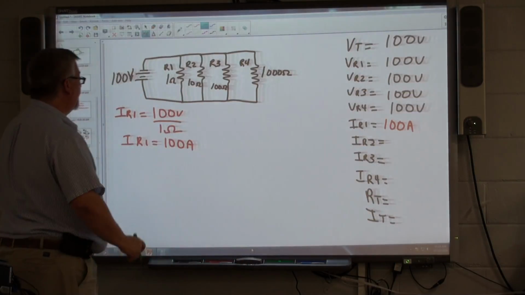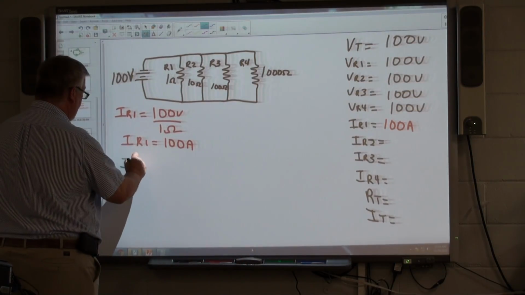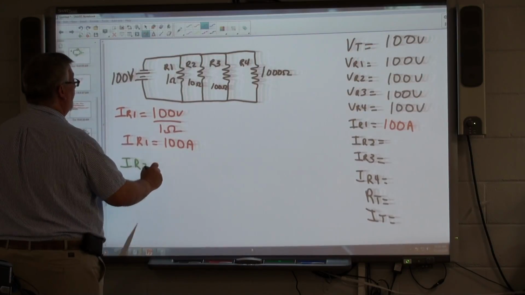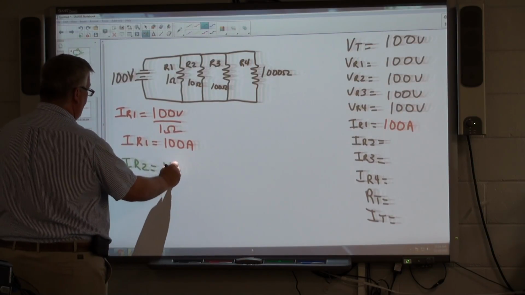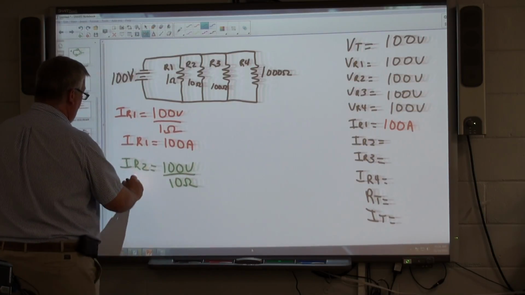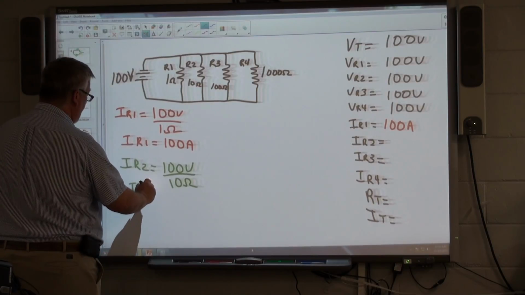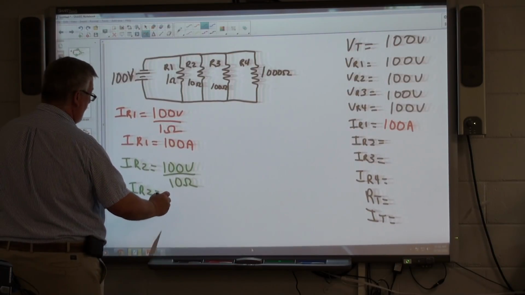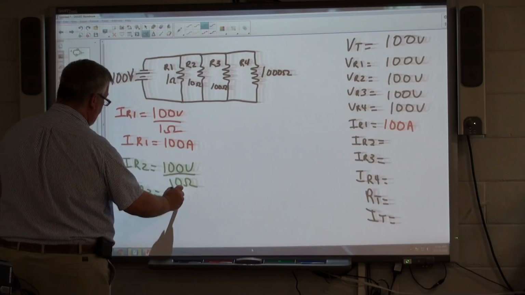All right, let's do R2. I of R2 equals 100 volts, right? Divided by how many ohms? 10 ohms. So I of R2 equals what? 10 amps.